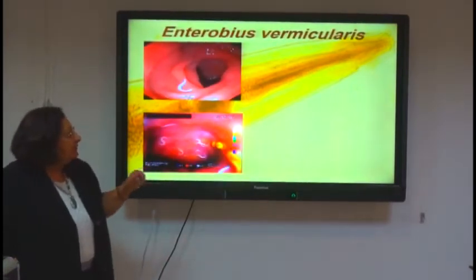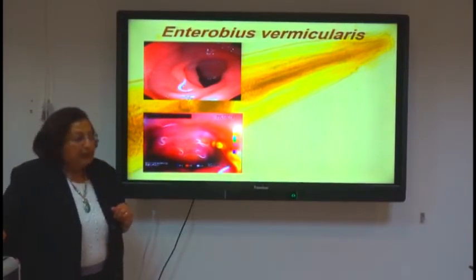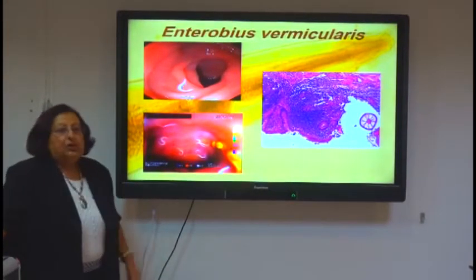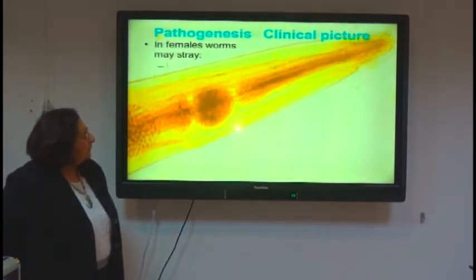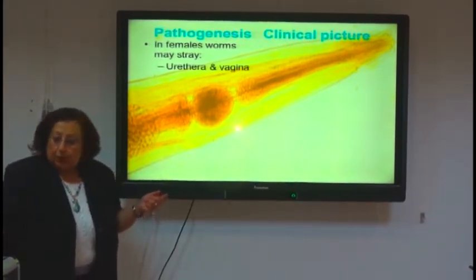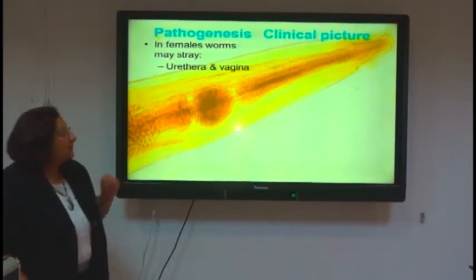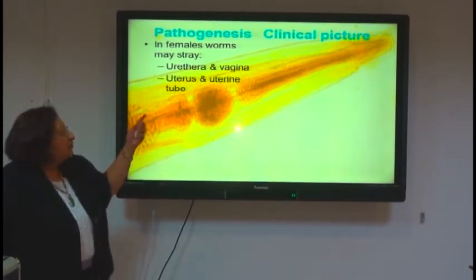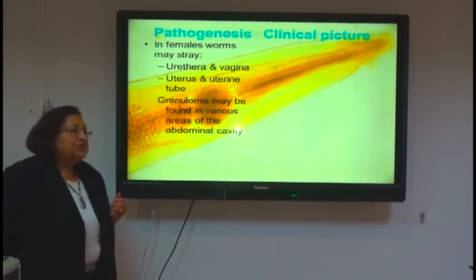These are some diagrams showing how the Enterobius worm is attached to the intestinal mucosa. And this is a pathological section of the appendix. We said that the worm can have migratory effects. It can go to other places. For example, it can reach the urethra or the vagina. It can reach the uterus or the uterine tube, forming granulomas in these areas and also in the abdominal cavity.